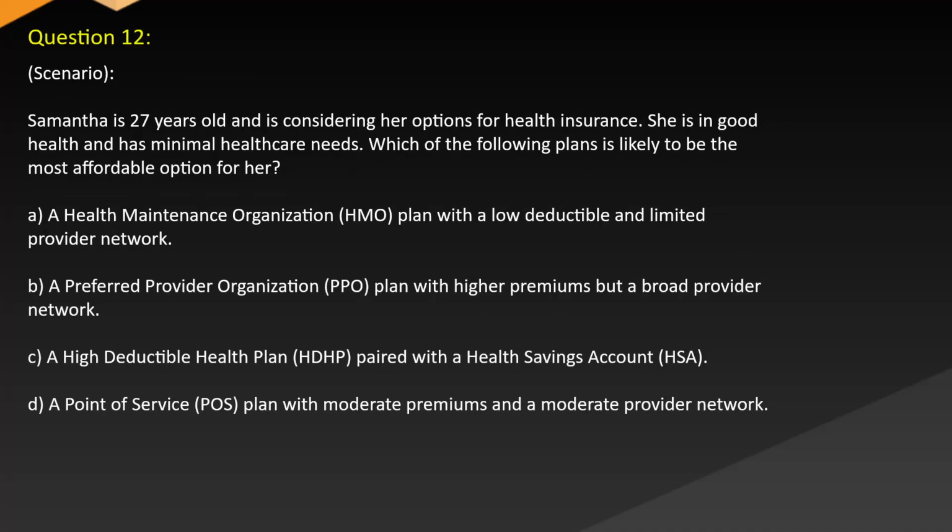Question 12 scenario. Samantha is 27 years old and is considering her options for health insurance. She is in good health and has minimal healthcare needs. Which of the following plans is likely to be the most affordable option for her? A. A health maintenance organization, HMO, plan with a low deductible and limited provider network. B. A preferred provider organization, PPO, plan with higher premiums but a broad provider network. C. A high deductible health plan, HDHP, paired with a health savings account, HSA. D. A point of service, POS, plan with moderate premiums and a moderate provider network.